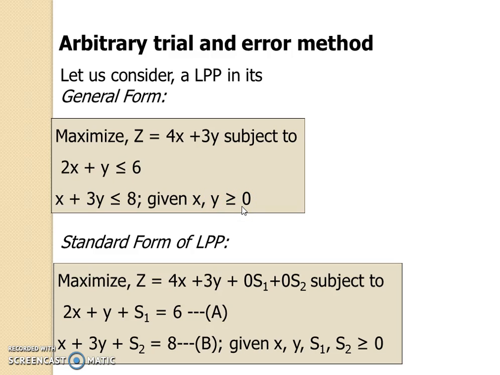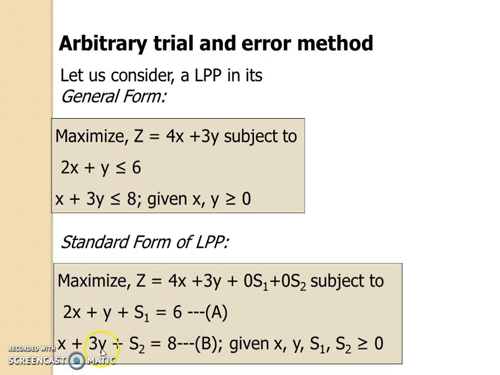The general form can be converted to standard form by adding slack variables to the constraints and assigning 0 as the objective coefficients for the slack variable. So the standard form of the LPP will be maximize z is equal to 4x plus 3y plus 0s1 plus 0s2 subject to 2x plus y plus s1 is equal to 6. Let us say A.